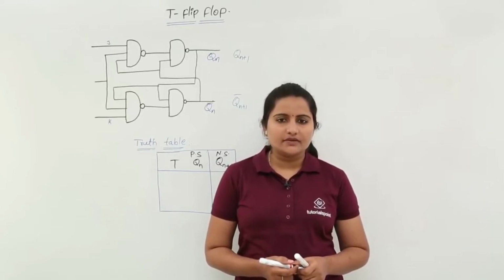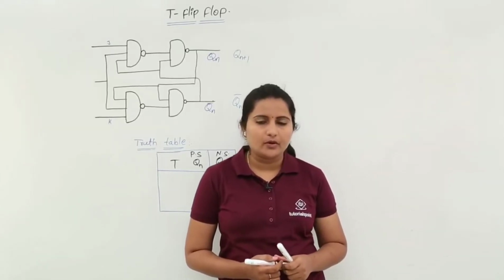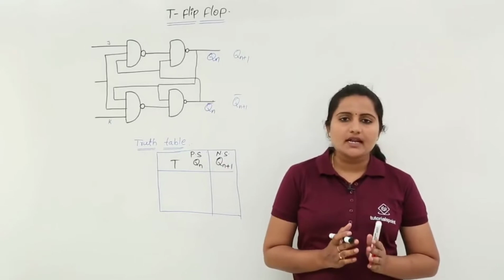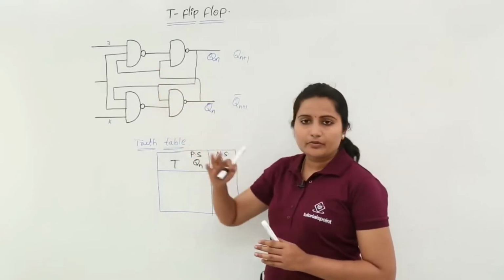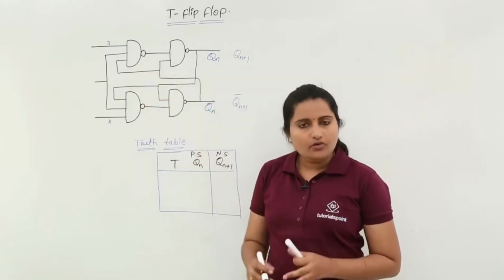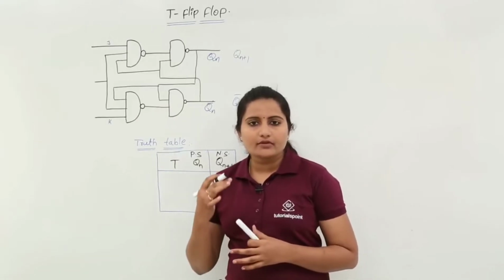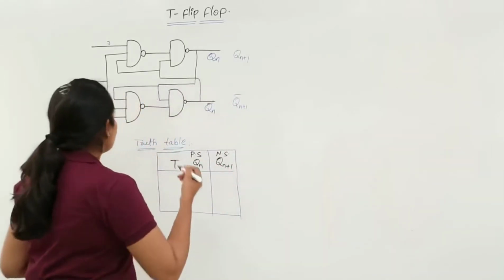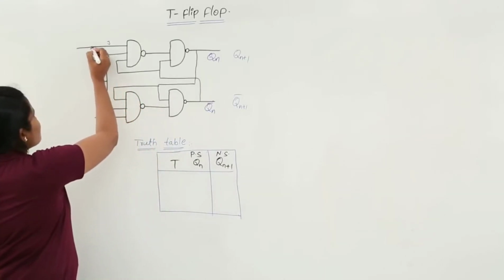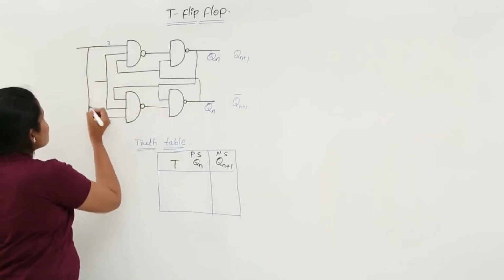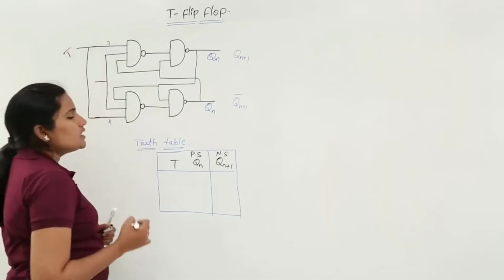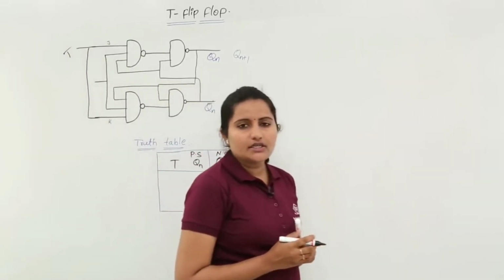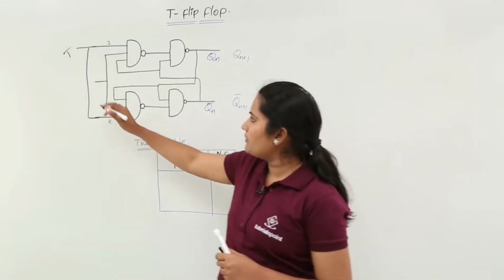To discuss T flip flop, that means toggle flip flop. In the previous class we discussed JK flip flop. This is JK flip flop. Now from this JK flip flop we are going to get T flip flop by just joining J and K like this. I am connecting J and K to a single T toggle input. Then we are getting T flip flop. This is the structure for T flip flop.